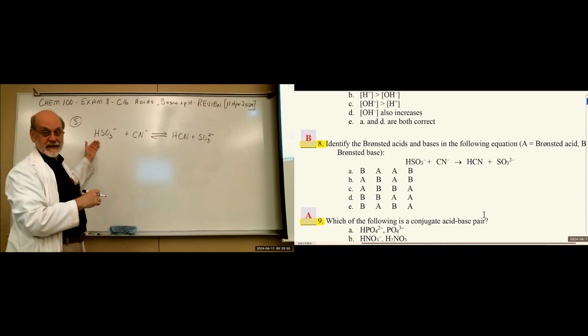Eleven. This one might be redundant. We've done one like this before. Calculate the hydrogen ion concentration in a solution that has a pH of 9.16. Okay, so we've done one like this before. 9.16 equals the negative log of the hydrogen ion concentration. So hydrogen ion concentration should be 10 to the minus 9.16.